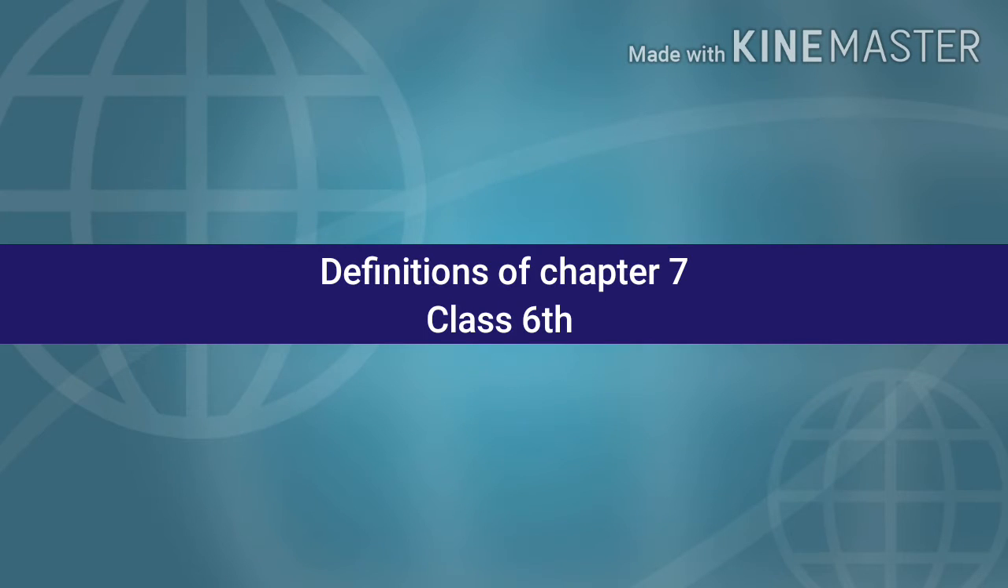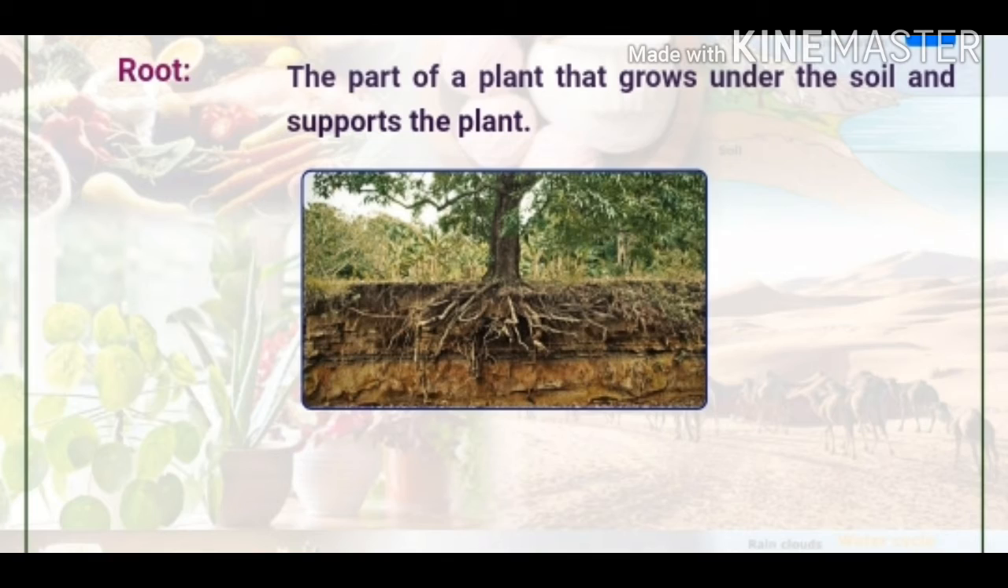Definitions of Chapter 7, Class 6th. Root. The part of a plant that grows under the soil and supports the plant is called roots.